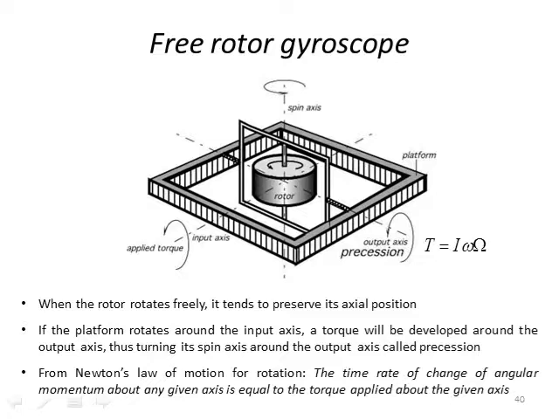Now, from Newton's law of motion for rotation, the time rate of change of angular momentum about any given axis is equal to the applied torque about the given axis. Okay.